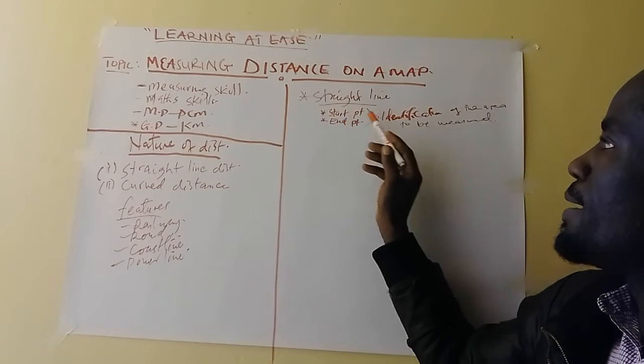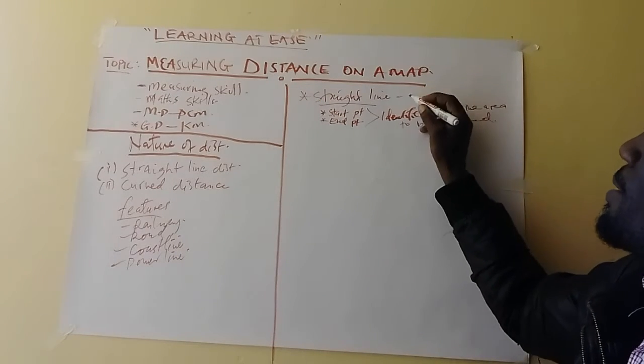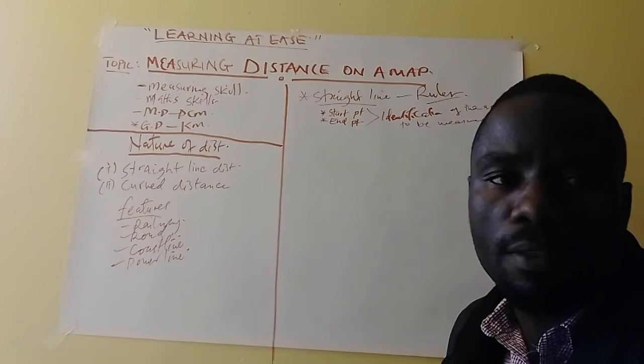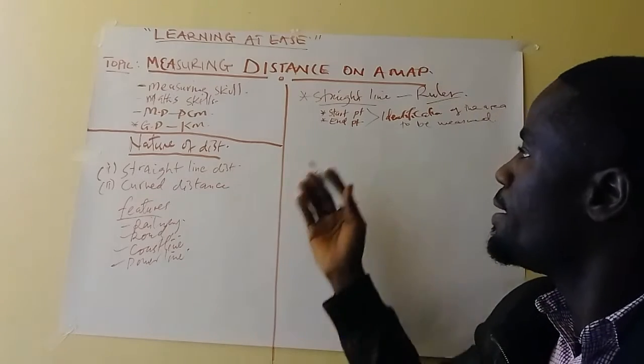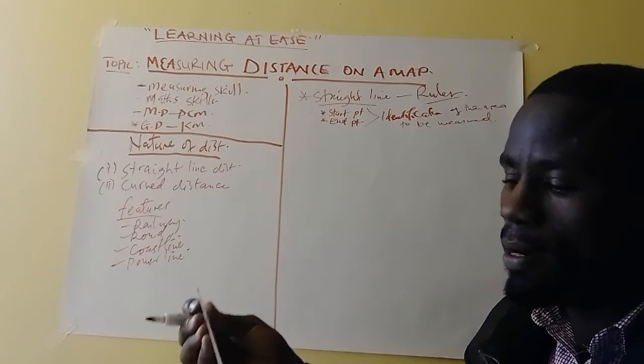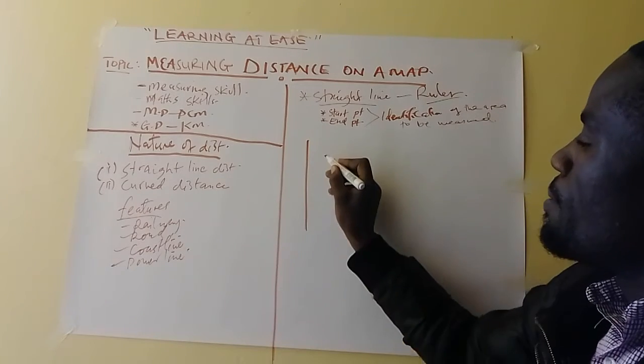After identifying that, we already know that it's a straight line. The tool we use for a straight line is a ruler. Why? If the line is a distance, then the best thing to use is a ruler. Ruler is this. Supposing we have our simple map extract here.